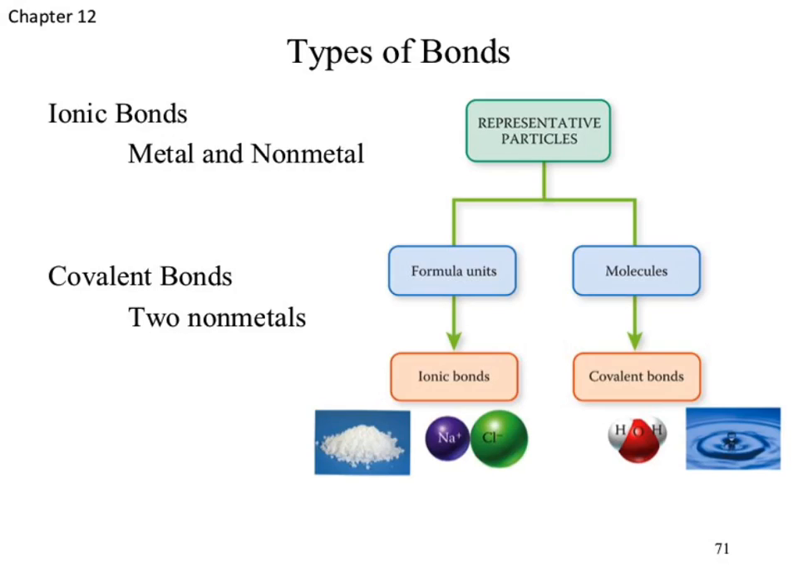You need to be able to identify that an ionic bond is a metal and a nonmetal. Covalent bonds are two nonmetals. Do we need to worry about a metal-metal bond? No. Is it different from these? Yes. Why do we not worry about it? We don't want to deal with it. Pretty much the answer, right? So you don't have to stress about it.